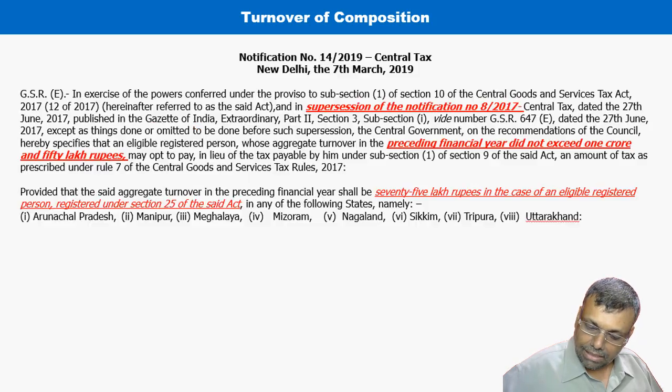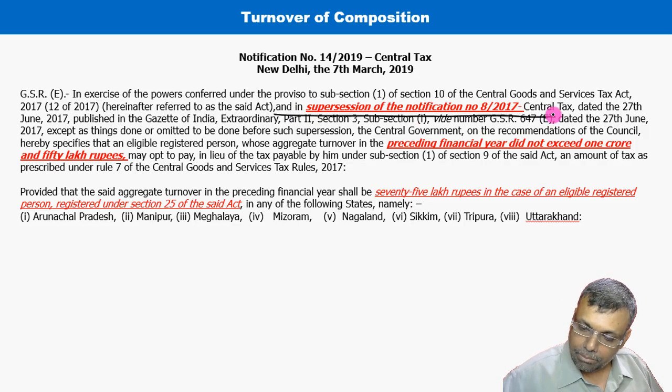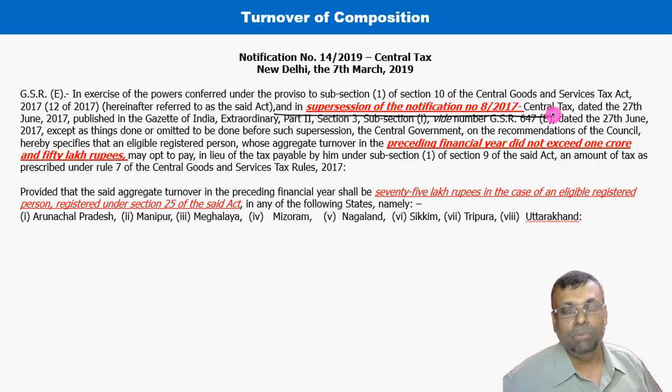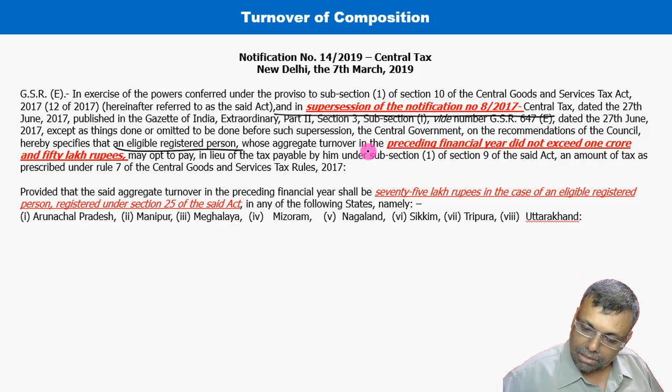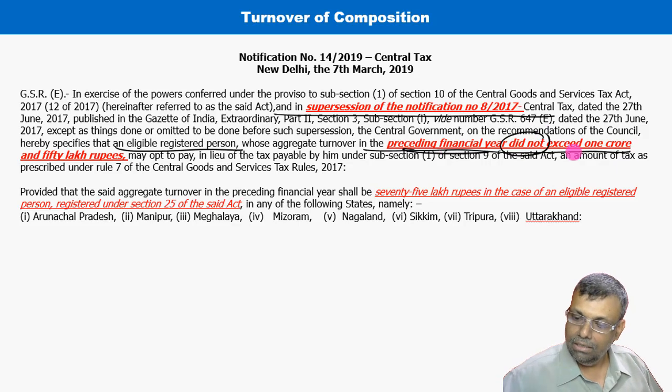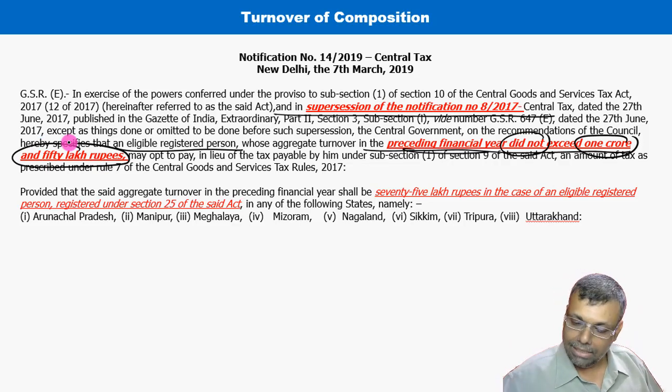Instead of that, a new notification has been put, in supersession of the previous notification, which means the previous notification has already gone. Where the eligible registered person in the preceding financial year did not exceed 1 crore and 50 lakhs of rupees. So now the turnover criteria has been increased to 1 crore and 50 lakhs of rupees for composition purposes.